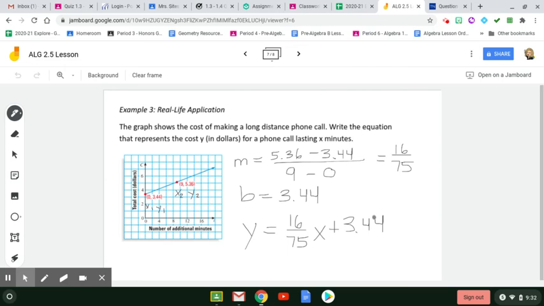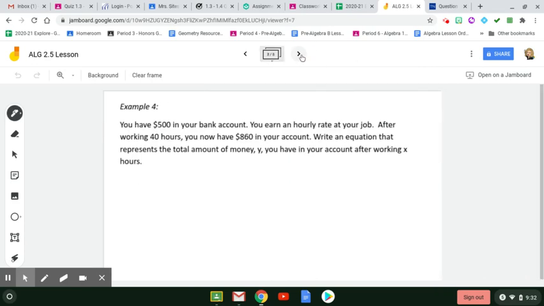So that's where the equation's coming from, and that's what it means. All right, last one. It says you have $500 in your bank account. You earn an hourly rate at your job. After working 40 hours, you now have $860 in your account. Write an equation that represents the total amount of money Y you have in your account after working X hours.